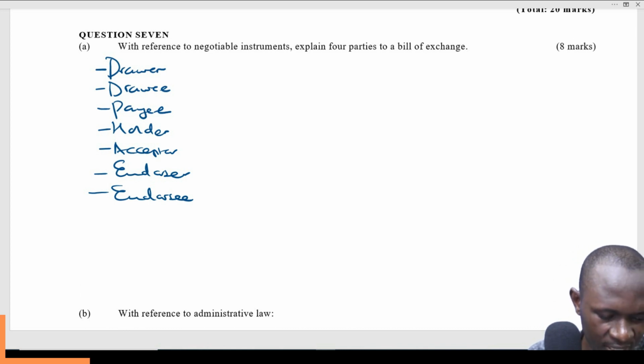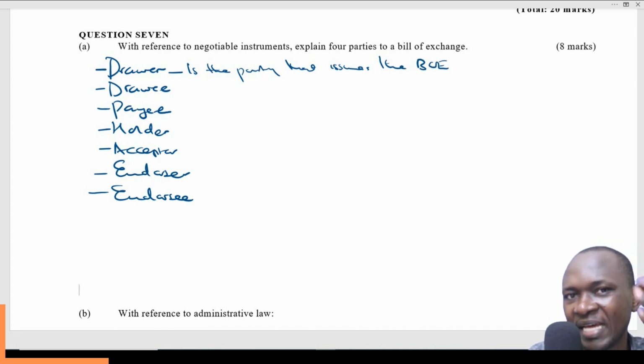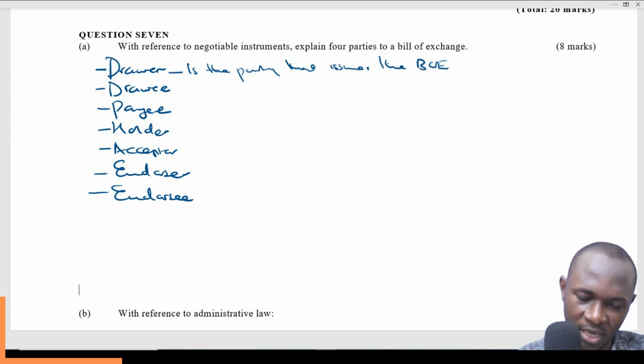So who is the drawer? The drawer is the party that issues the bill of exchange, or the party that writes a check in favor of somebody. So this is the party who writes a check, the party who is supposed to pay. So the drawer is the party who issues the bill of exchange.